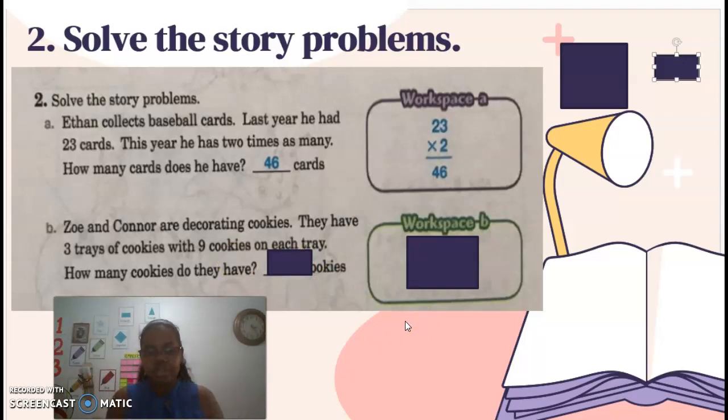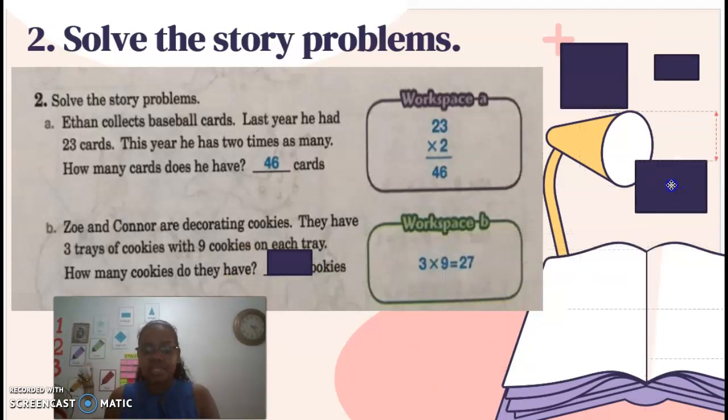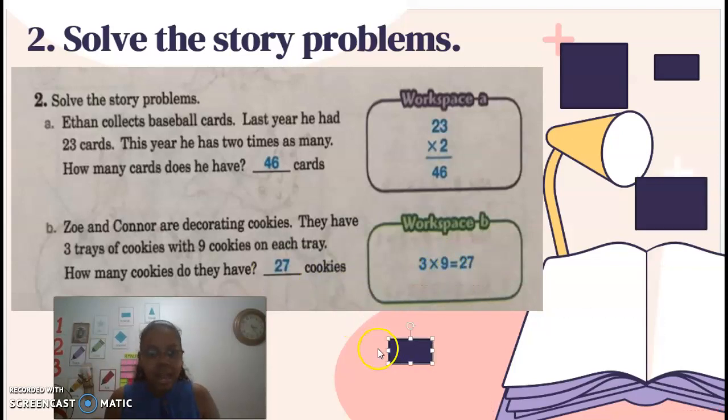So first we are going to write the amount of trays that we have. We have 3 trays. And how many cookies do we have in each tray? 9. So we're going to multiply 3 times 9 because we have 3 trays with 9 cookies. So as a result, we are going to have 27. So we have 27 cookies.